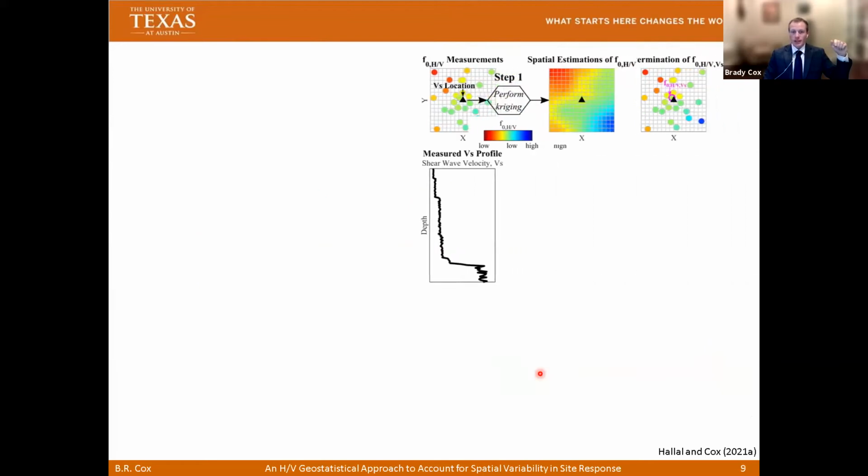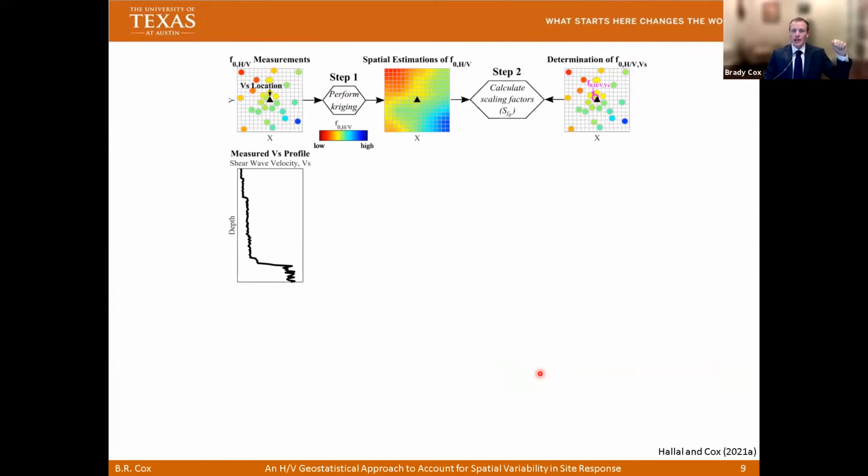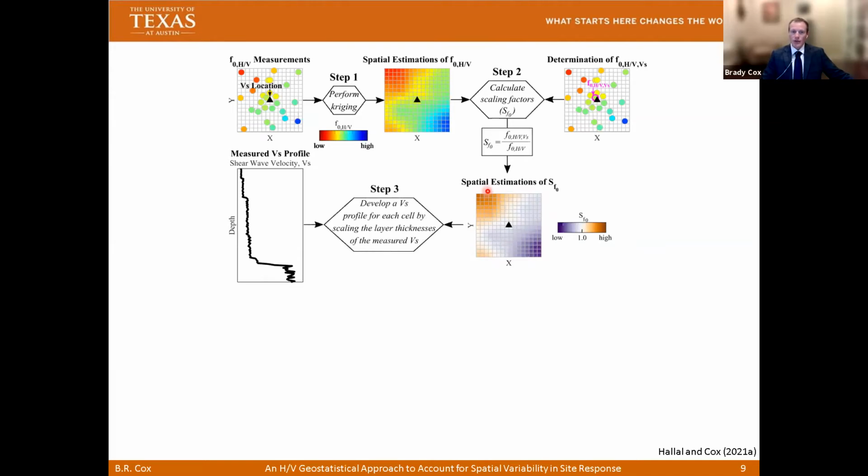So with that being said, we're going back to this general schematic. We take a measurement of the fundamental site frequency near the shear wave velocity profile of interest, and we develop these scaling factors. The scaling factors are simply the ratio between F naught at the location of the shear wave velocity profile and F naught everywhere else in this grid of this map. And then we can get a scaling factor for every cell, and we apply that scaling factor uniformly to every single layer or every single geologic formation in the shear wave velocity profile, so that we scale the thickness up or down in order to match the fundamental site frequency.